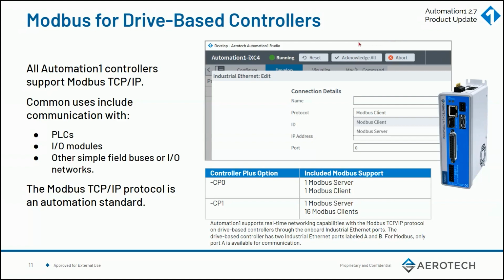Looking at the table below, our standard option on the ISMC controller includes the CP0 option, which means by default, you will always have one Modbus server and one Modbus client connection on all Automation1 controllers. Now, if you want more connections, you can order the Controller Plus option, CP1, and get 16 Modbus clients, okay? So there's a way to expand your control, as they say.